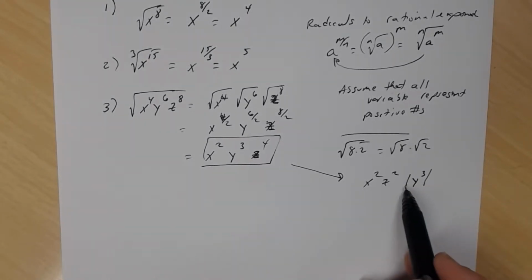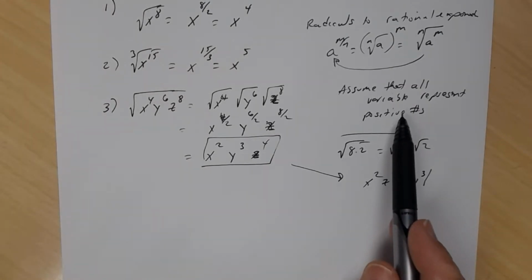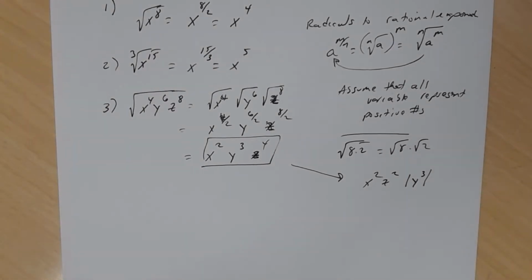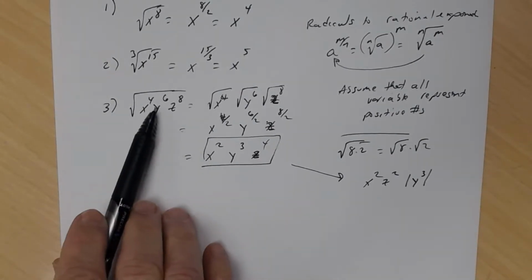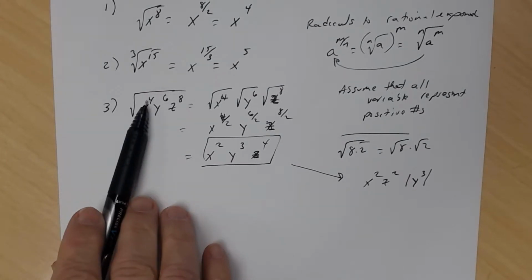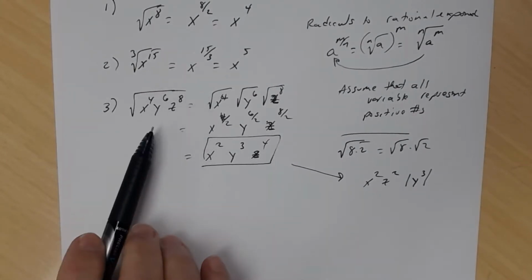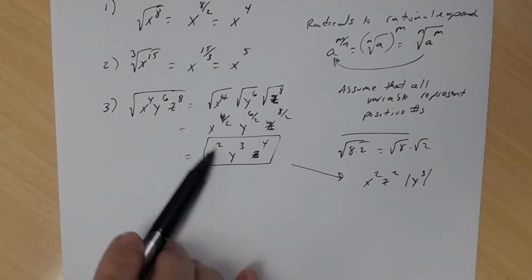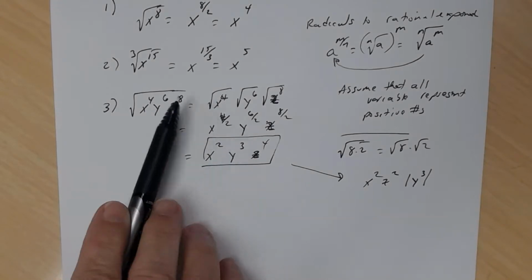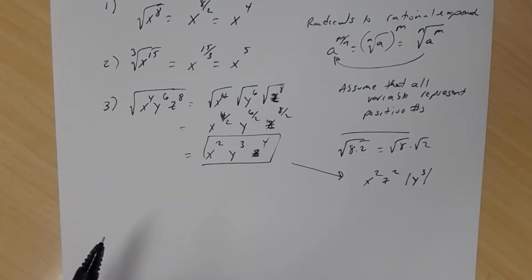So don't even worry about this. We're just going to assume that all the variables represent positive numbers. In this lesson, we're not worried about this. This is your answer. You're done. But again, I need for you to be able to go from here to here for these problems, because they're not that difficult. Go from here to here very fluently. 4 divided by 2 is 2. 6 divided by 2 is 3. 8 divided by 2 is 4.